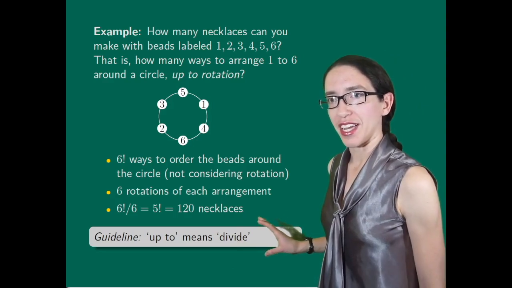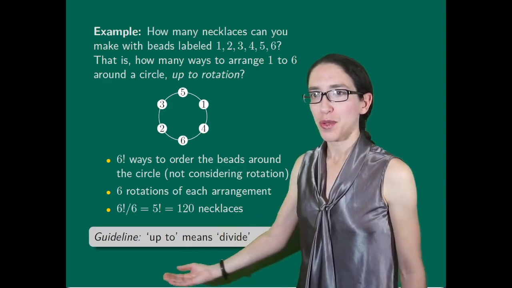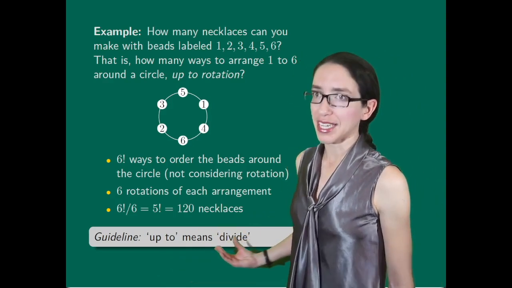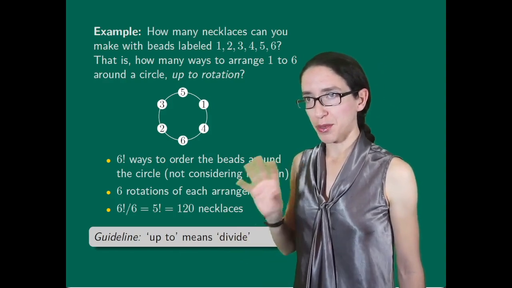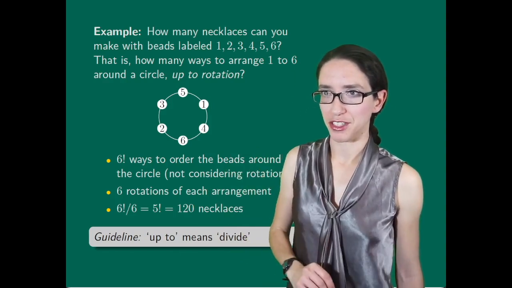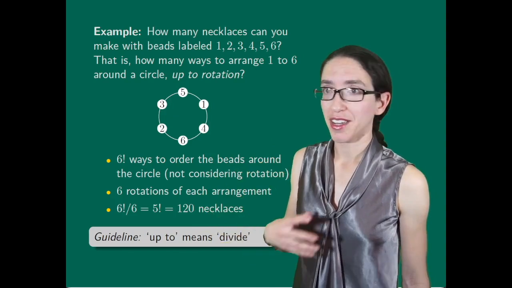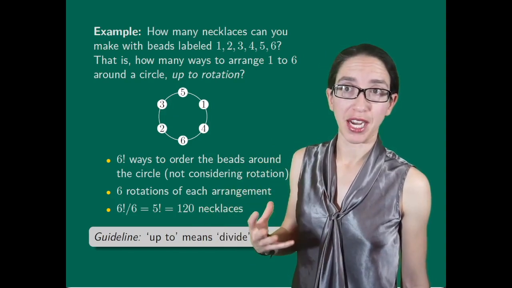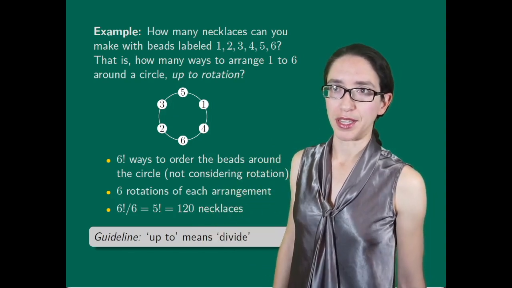Now, here's the guideline translating between English and math. When you see "up to" in a problem, that definitely means divide. When it says up to rotation, you divide by the number of rotations. When you say up to symmetry, there's going to be some kind of symmetry and you have to divide by it. So we'll see this as we go on later in the course as well.